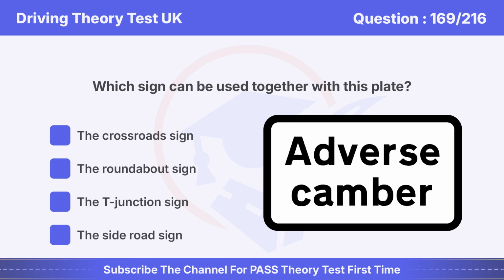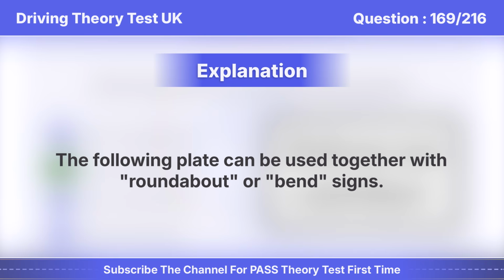Question 169. Which sign can be used together with this plate? Answer is B. The roundabout sign. The following plate can be used together with roundabout or bend signs.